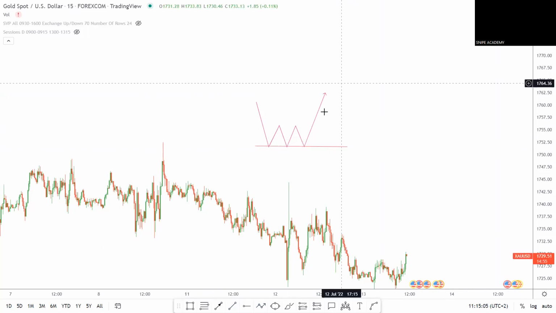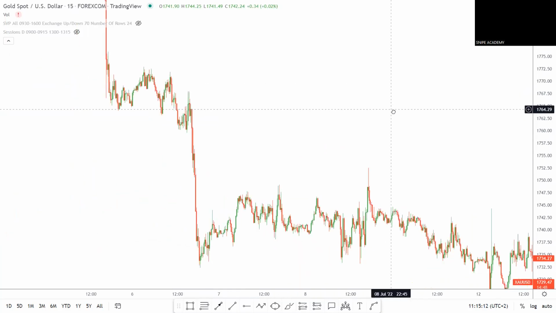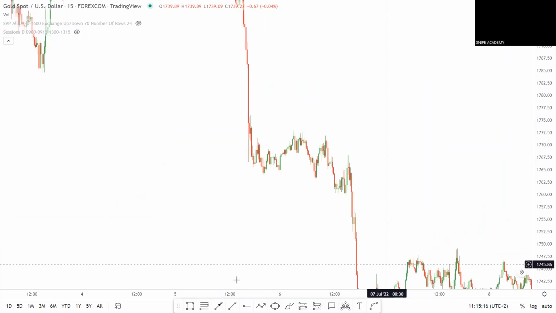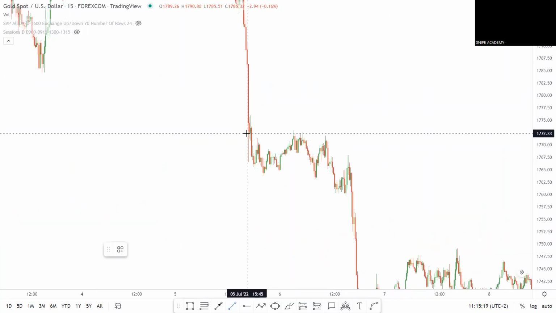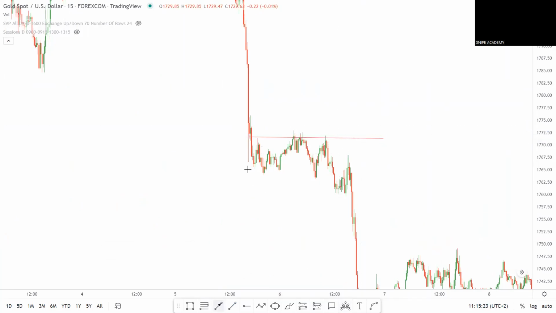Very straightforward. Okay, let's look at some examples of this on the chart. We will see many. Look, I can already see a resistance here. As you can see, price is failing. Well, I can see a support and a resistance.